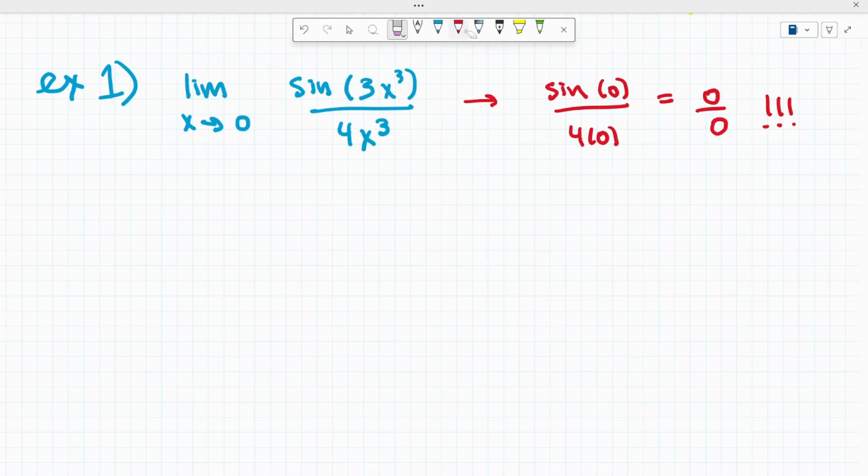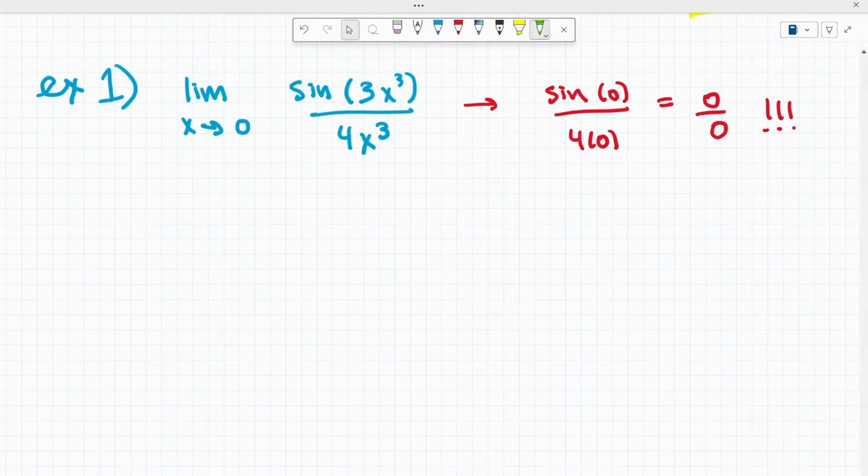So again, we end up with an indeterminate form of 0 over 0, so we're going to use L'Hopital's rule here. First, let's identify our f of x and our g of x functions. Our f of x is what was on our numerator, so we've got sine 3x cubed. And then what is our g of x? Our g of x is what is on our denominator, so we've got 4x cubed.